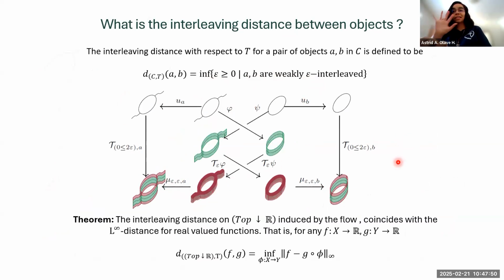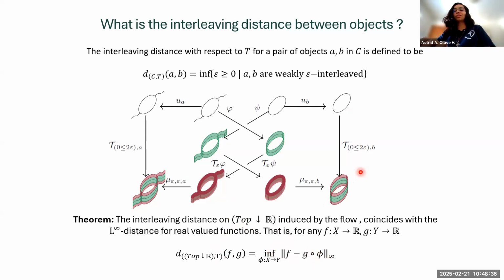In our particular case, and let's imagine these spaces were actually homeomorphic, the interleaving distance on this category induced by the flow coincides with the L infinity distance for real value functions. That is, for any f and g, the interleaving distance between these two is the same as the L infinity distance, where here phi corresponds to homeomorphisms between X and Y. And it's kind of easy to prove. You can check that a phi that is doing the interleaving here induces homeomorphisms, and then a homeomorphism here induces a pair of morphisms to do the weak interleaving, or weak epsilon interleaving, sorry.